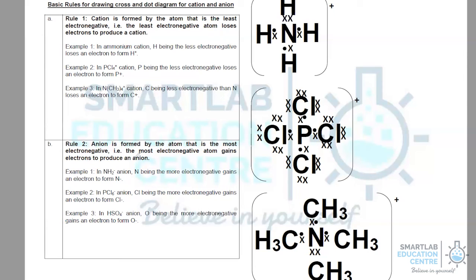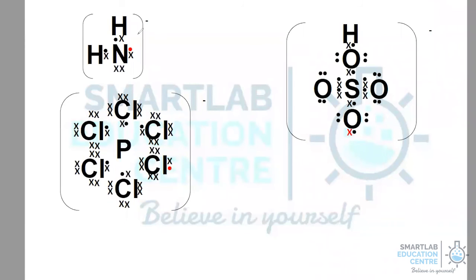In the case of the anion, the most electronegative atom is the one that gains the electron. For example, in NH2-, nitrogen, being the most electronegative atom, gains the foreign electron. Next example we look at is PCl6-. In PCl6-, again, Cl- gains the foreign electron, and thereafter it shares a pair of its electrons with phosphorus.